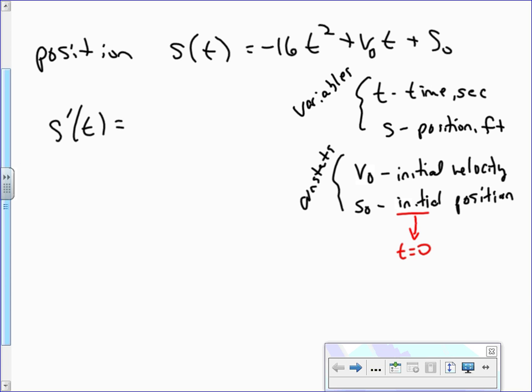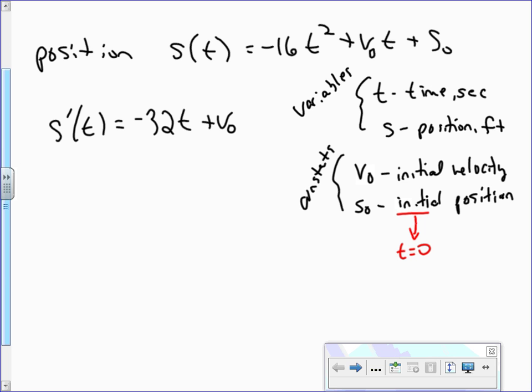All right. So the derivative of this isolated polynomial function. What's the derivative of negative 16t squared? Negative what? Okay. What's the derivative of 2t? 2. What's the derivative of 7t? 7. What's the derivative of 12t? 12. What's the derivative of v sub 0 t? v sub 0, or v naught.